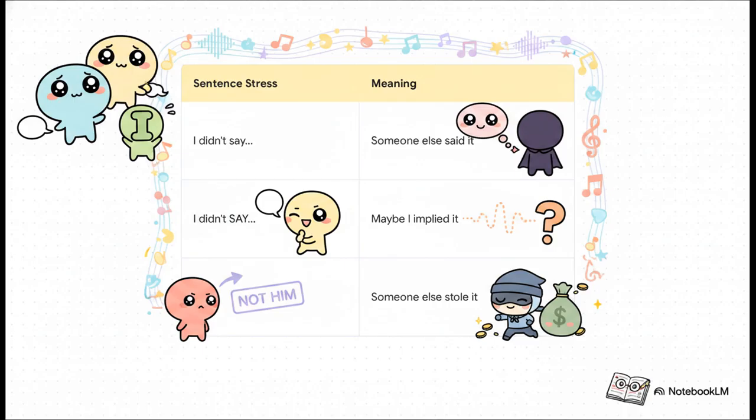Okay, now let's move the stress to the word say. I didn't say he stole the money. By emphasizing say, the subtext changes. It becomes, well, maybe I implied it, maybe I hinted at it, but I didn't explicitly say it. Finally, let's move the stress to the word he. I didn't say he stole the money. Suddenly, the implied meaning flips again. Someone else stole it. The money's definitely gone, for sure, but it wasn't him. The words are identical, but the vocal emphasis completely alters the entire subtext.